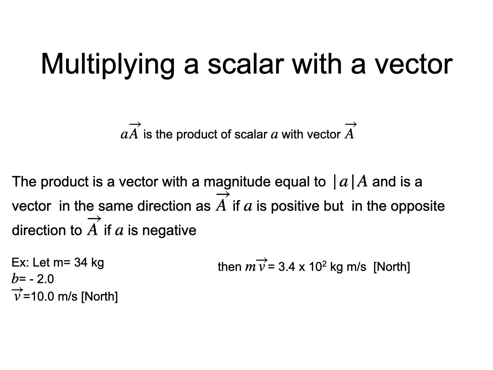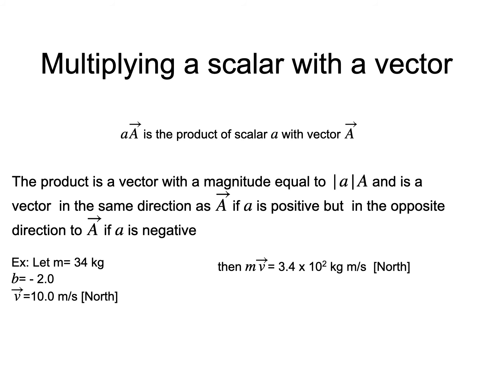This product is 340 kilogram meter per second, which I have explicitly expressed with power of 10 to show that the answer should have two significant digits. Since the scalar m is positive, the direction remains towards the north.